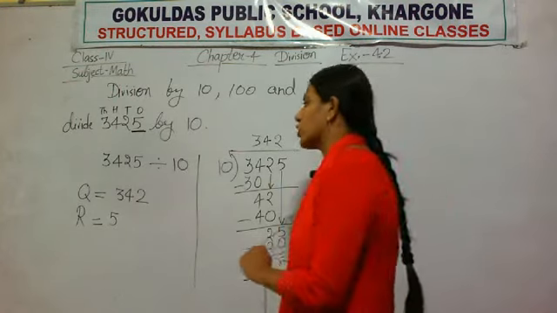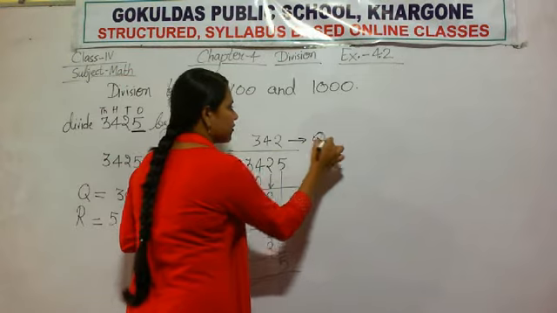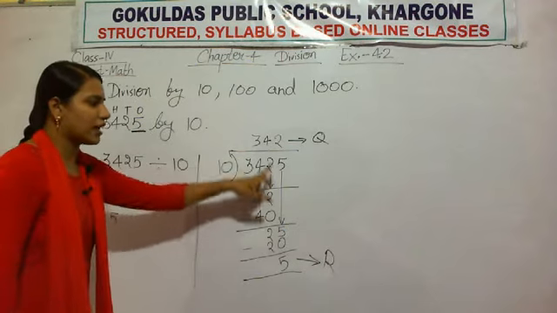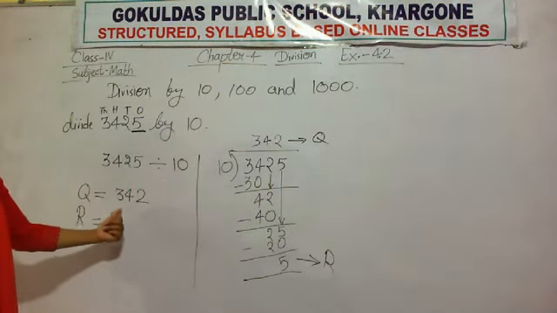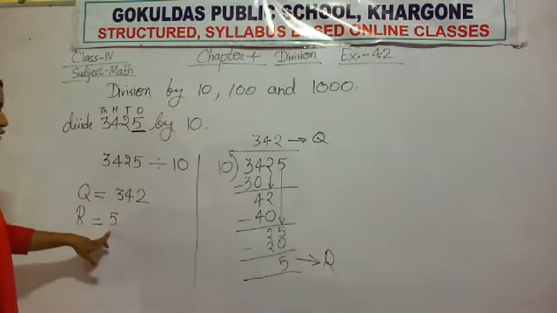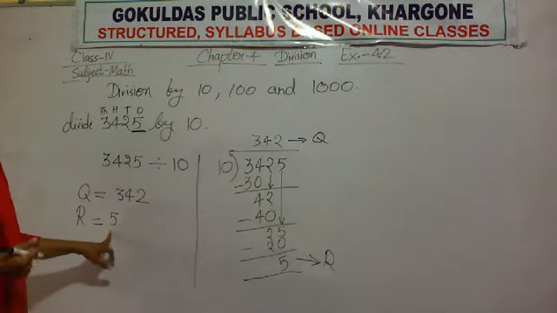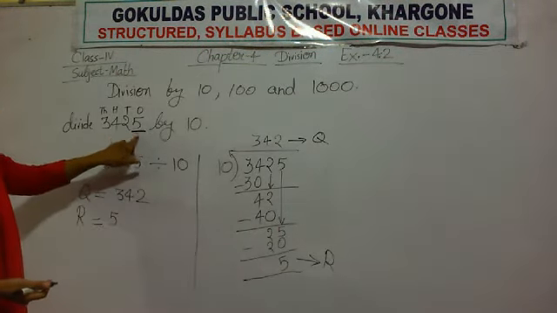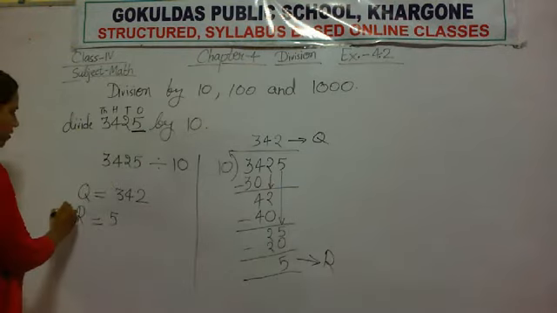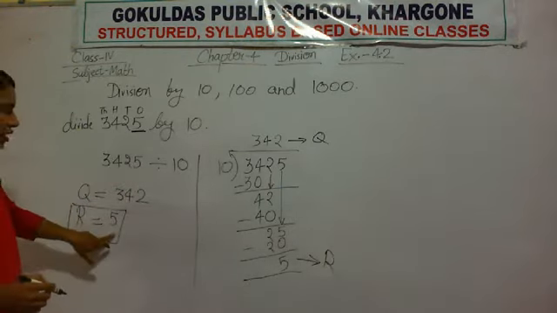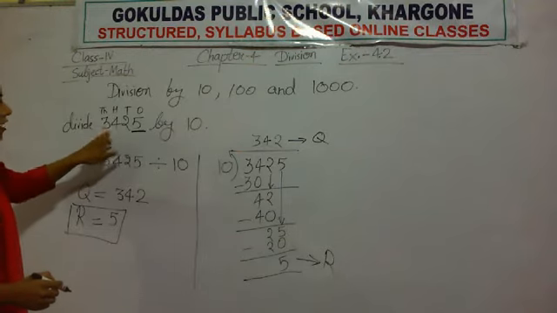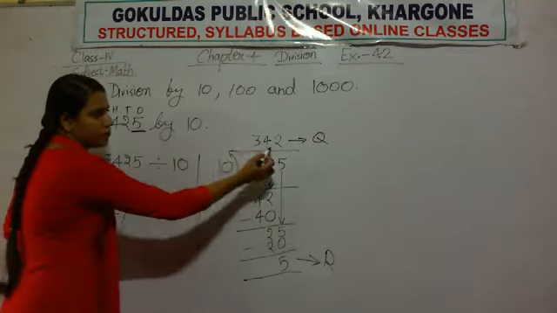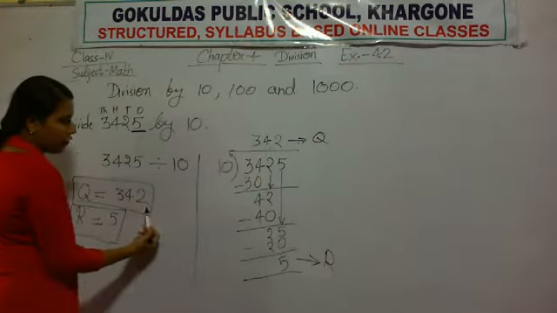So as I told you, it is your quotient and it is your remainder. Without doing the actual division process, I already got the answers. How? By using a trick. What was the trick? If you are dividing any number by 10, the ones place of the given number will be your remainder, and the remaining digits, here 3, 4 and 2, will be your quotient. So 342 is your quotient, like here.